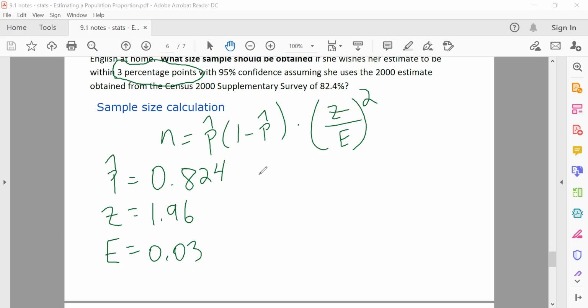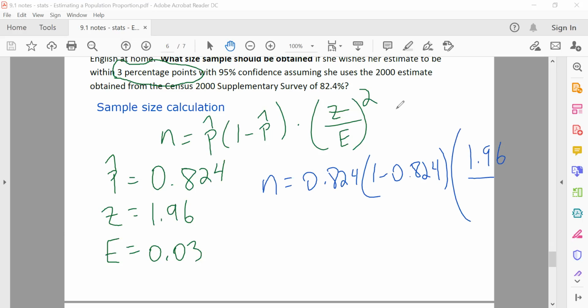So then the sample size needed is going to be 0.824 times 1 minus 0.824 times, in parentheses, 1.96 divided by 0.03, quantity squared. And only 1.96 over 0.03 is squared. So we can do this computation. Technically, you can do it all in your calculator if you're savvy with that. If that's your fancy, I'm doing it right now.